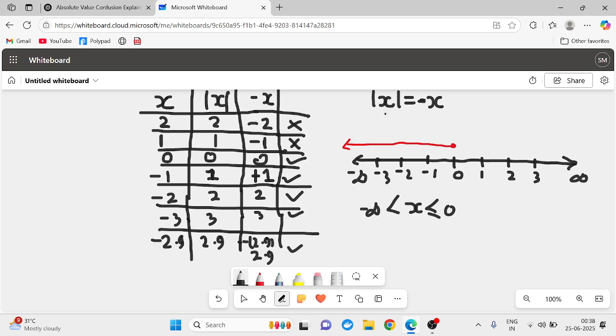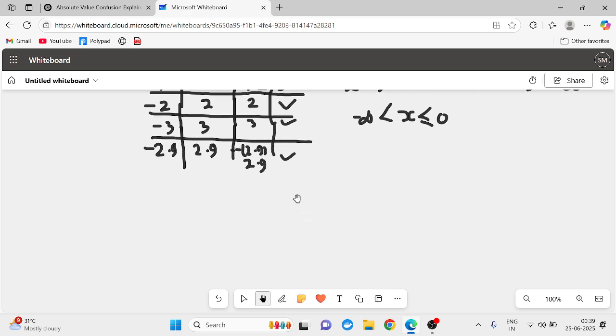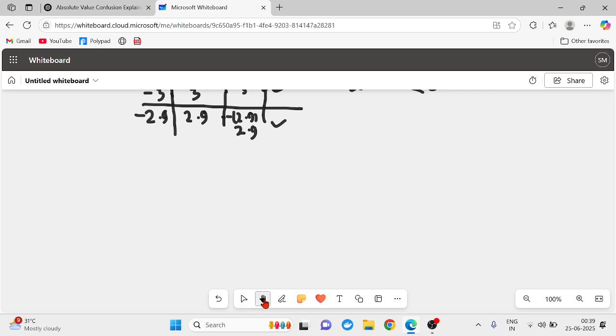So why do we think like that about mod x is equal to minus x? Let's discuss that part. The first misconception is whether minus x is positive or negative.